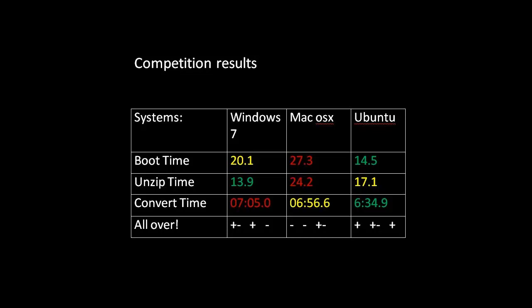Mac OS X has done its booting time in 27.3 seconds, our worst time in the race. The unzip time was 24.2 seconds, again the worst time in the race. Converting time was 6 minutes and 56.6 seconds. This was the average in this race.